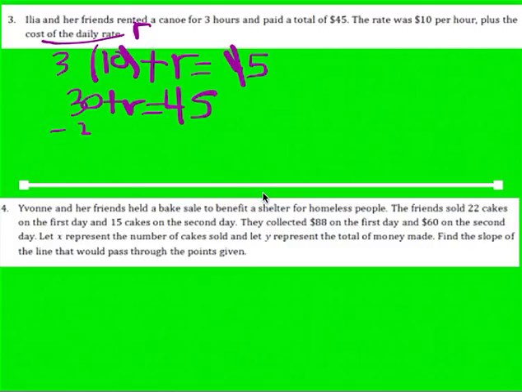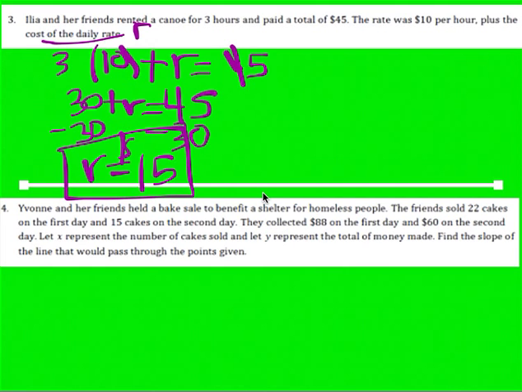Okay, so then I'm going to subtract 30 from both sides. So then I get that R is equal to 15. Now this is a word problem and we're actually getting an answer to it, so I need to make sure I label it. So the daily rate is going to be $15.